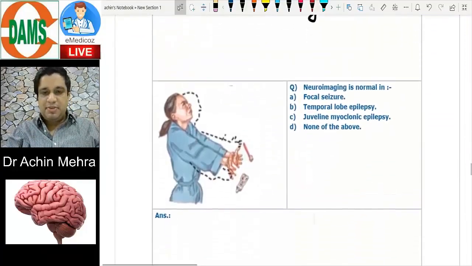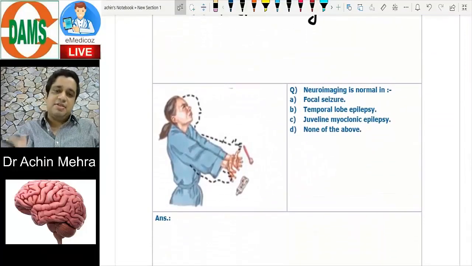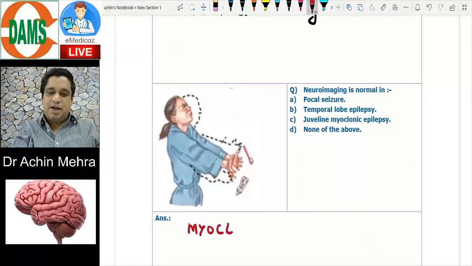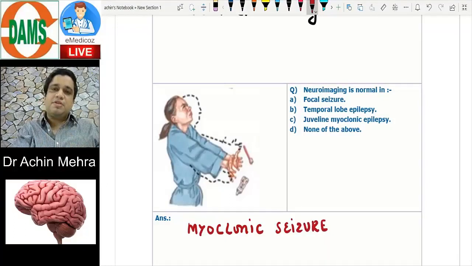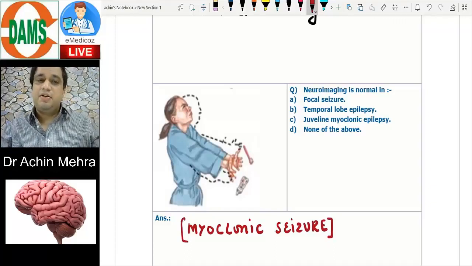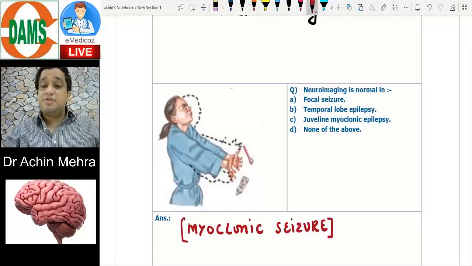Now second image is very clear. This is a patient with a seizure activity which you know as the myoclonic seizure. A sudden jerk had happened in this patient that led to the drop of the toothbrush and the toothpaste in the patient's hand. That is known as the term myoclonic seizure. Sudden jerky movement, right?